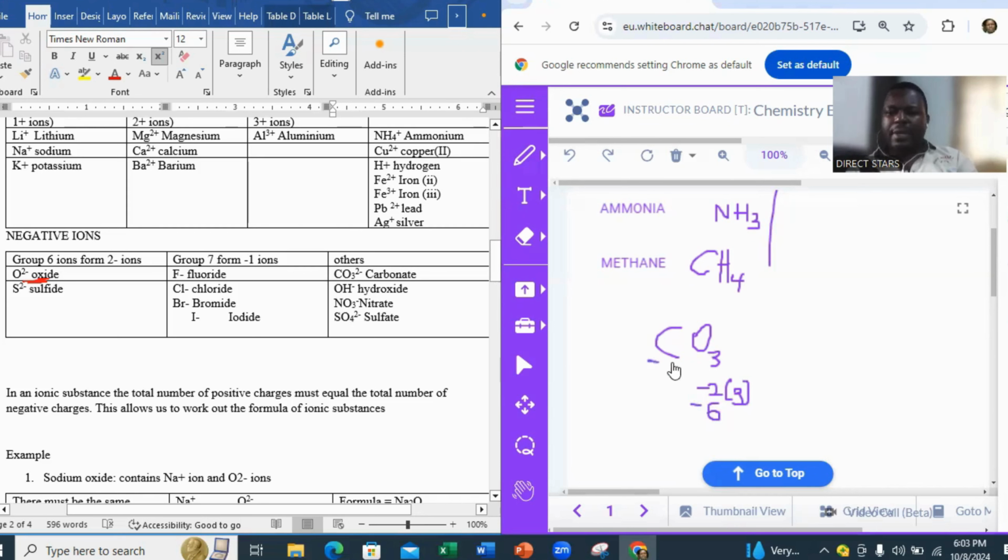Then you come here and check the group carbon belongs to. Carbon actually belongs to group 4. You bring that group down here, and then you say 4 minus 6. That should give you 2 minus. That is -2. This principle works perfectly.